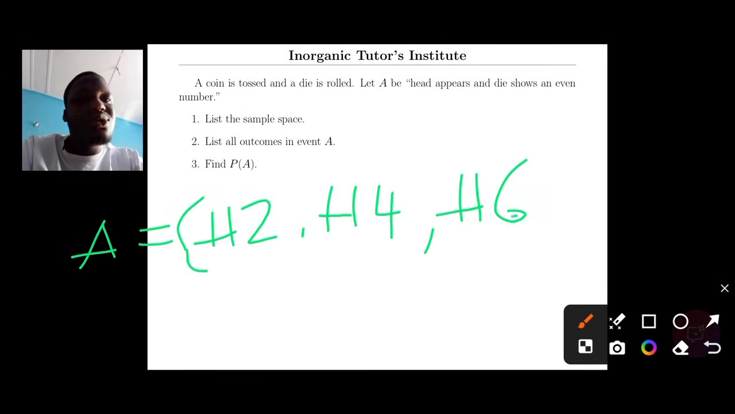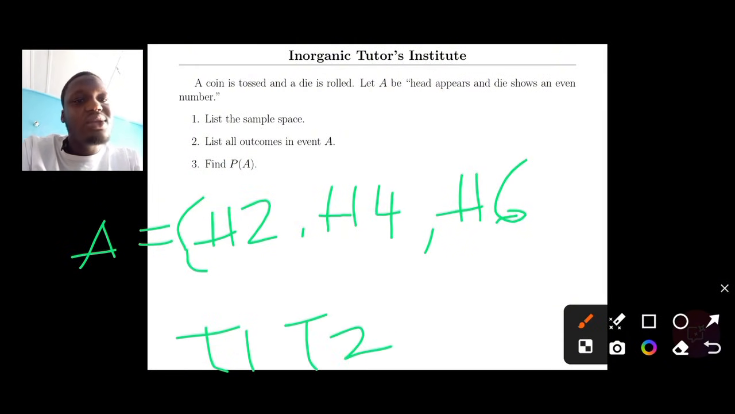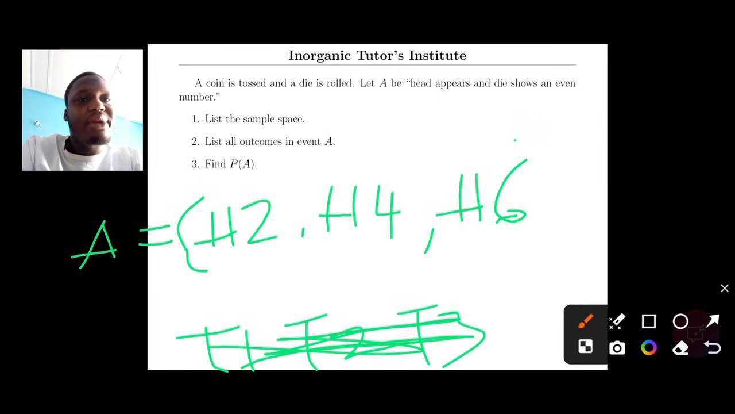Remember, we can't do anything with a T because T means that a tail appeared, and we are interested in head appearing, not tail. So for all the values for the tail, we wouldn't use any of them. Why? Because they don't have head in them. The event says a head should be present, accompanied with an even number. So we get only the 3 up there.